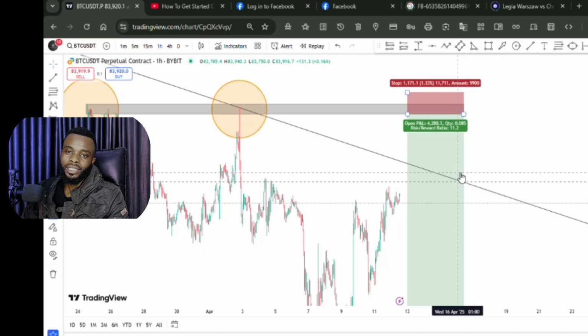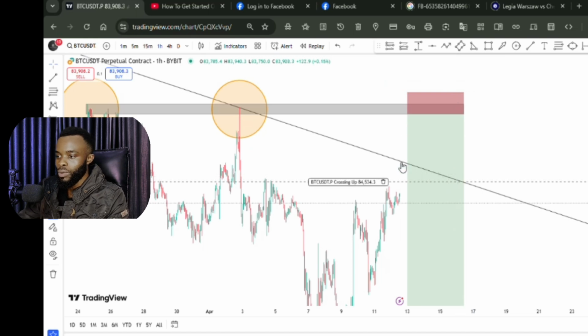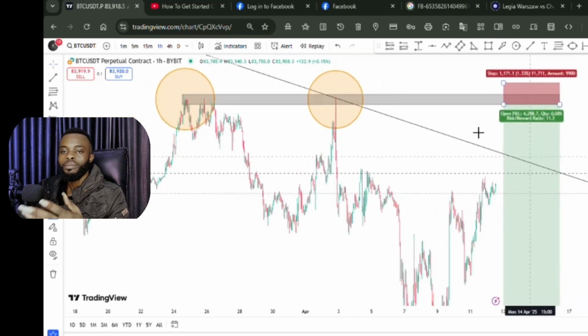Remember, it has to do with patience. It's not something that you can do in a day or in hours. You have to hold it for some particular days, probably before a week, this trade must have executed, right? So as you can see, the risk to reward here is up to 11.2 risk to reward.